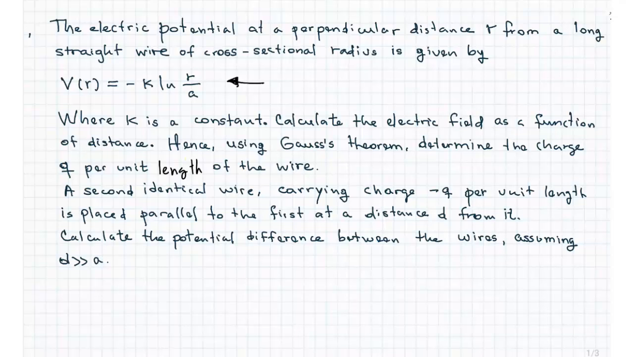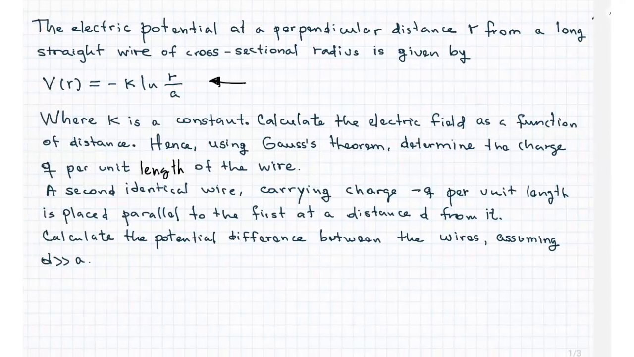We want to calculate the electric field as a function of distance. Hence, using Gauss's theorem, we want to determine the charge Q per unit length of the wire. A second identical wire carrying charge minus Q per unit length is placed parallel to the first at a distance d from it. We want to calculate the potential difference between the wires, assuming that d is much higher than a. Okay guys, let's solve this problem.